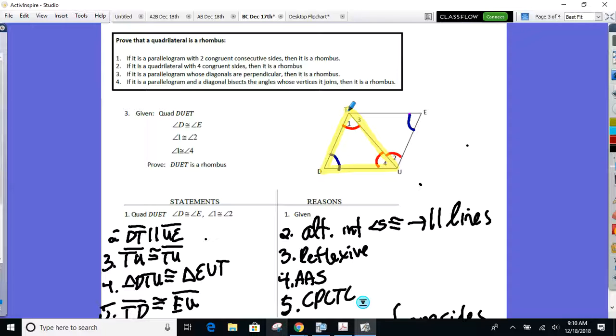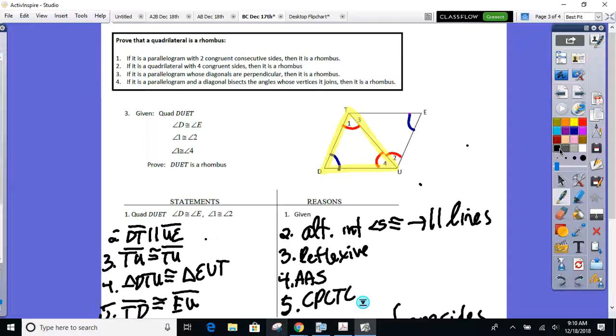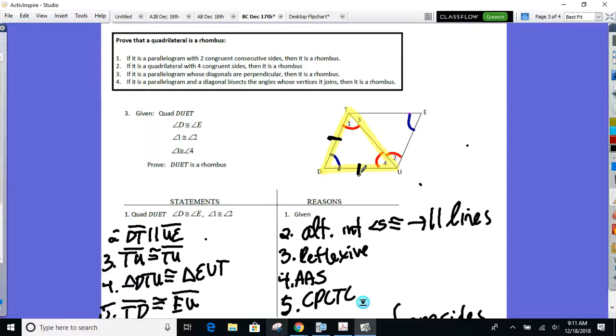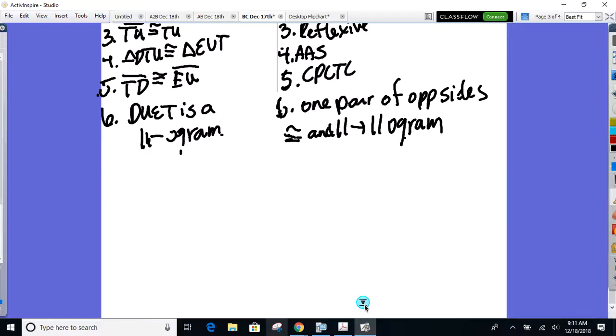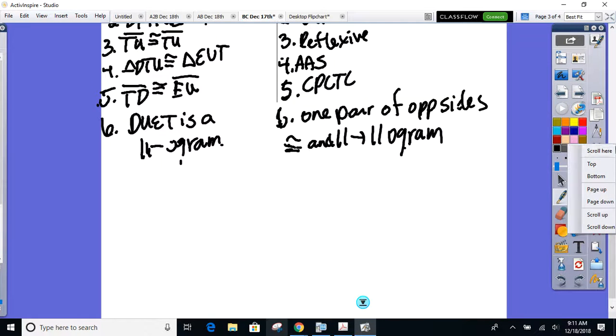What do you know in that triangle? It's got 2 congruent angles, right? What's across from them? And what do you notice about those congruent sides? They're consecutive, 2 in a row. Everyone see that? All right, 2 consecutive sides in a parallelogram make it into a rhombus. So what are those 2 sides?